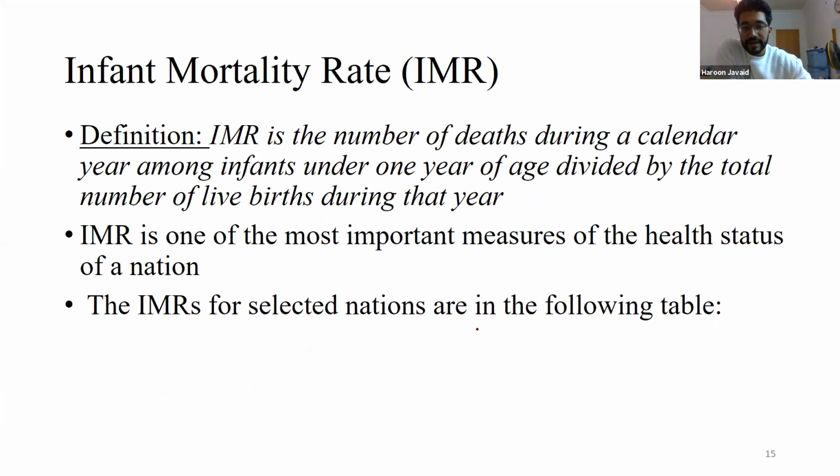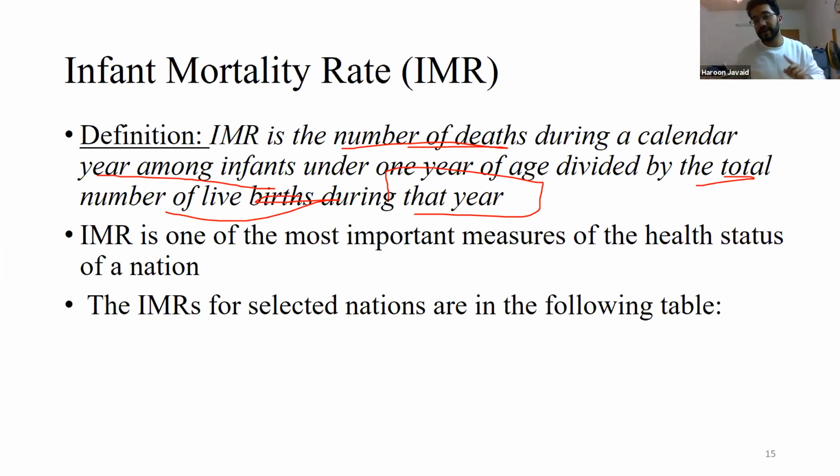Now, infant mortality rate, this is the only one that I wanted to highlight. Infant mortality rate. In this, the numerator is not part of the denominator. It's the number of deaths during infants of their first year of their life, okay? Divided by the total number of live births during that year. So the time frame is equal, but the denominator has total number of live births.